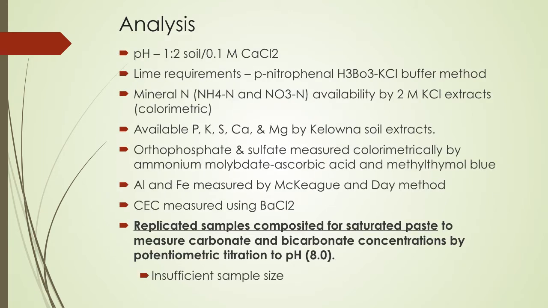This is a list of the analyses that were completed. We won't talk about them all right now. However, the highlighted bullet at the bottom is important, in that they actually ran out of soil sample to run saturated paste for each replication. So they actually had to mix the replicated samples together for a composite sample to measure the bicarbonate and carbonate concentrations through the saturated paste method. And we'll talk about the importance of that in a little bit, but that does create some problems with modeling some of the results.